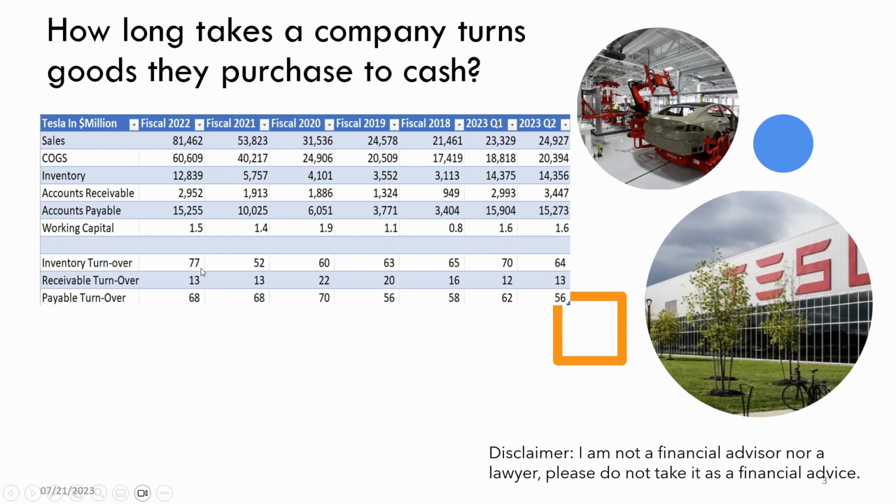So 77 days means it takes Tesla 77 days at the end of 2022 to turn raw materials into cars and into sales. And 13 days measures that the company takes 13 days to collect its accounts receivable, which is still on credit, into cash. And 68 days is the days it took Tesla to pay its vendors, accounts payable, okay? So a couple of things, right?